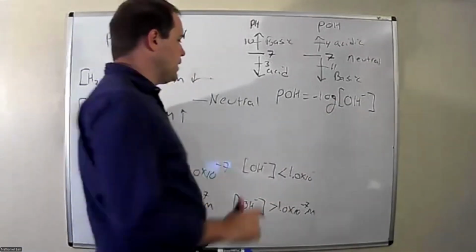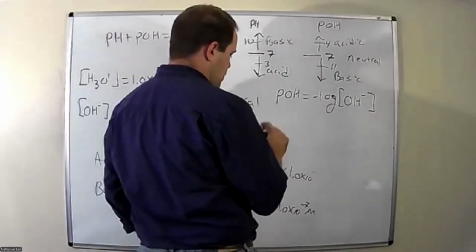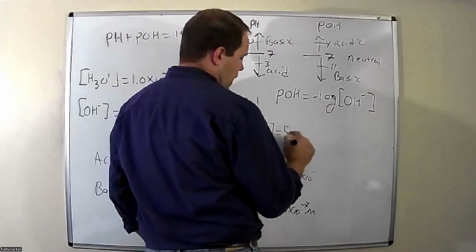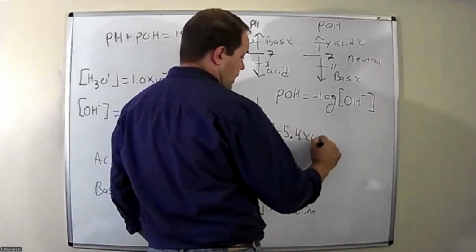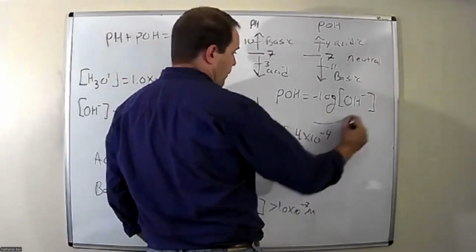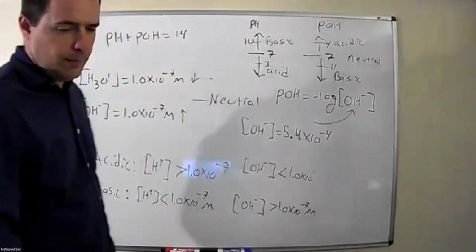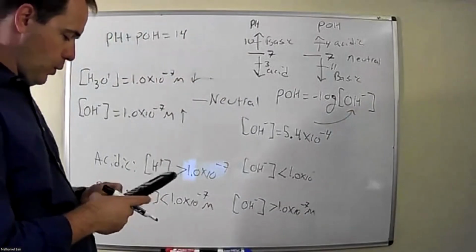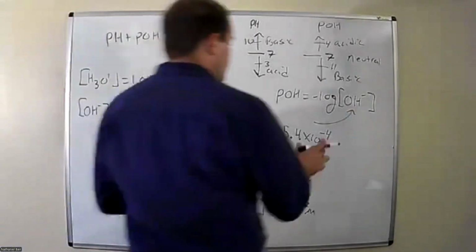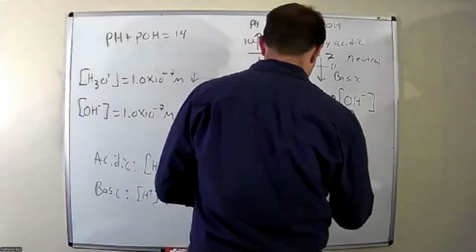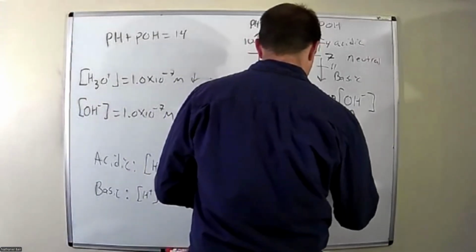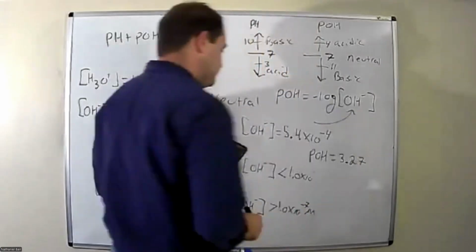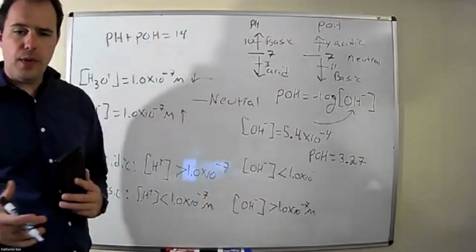So, if my hydroxide ion concentration was 5.4 times 10 to the negative fourth, if we plug that in there, negative log of 5.4 e negative 4, 2 sig figs. So I'm going to go 2 places past the decimal. The pOH is 3.27.